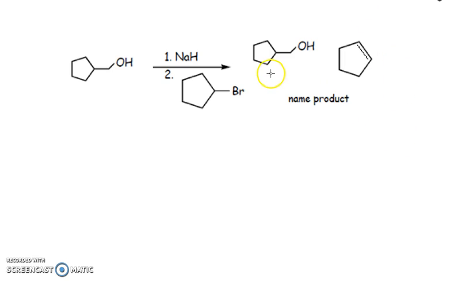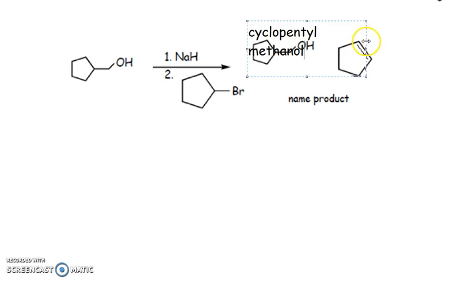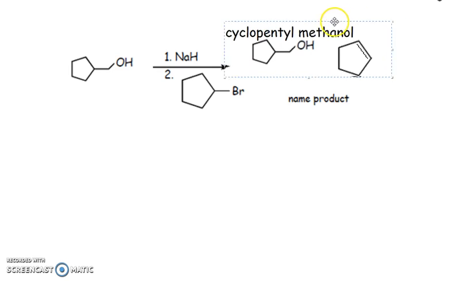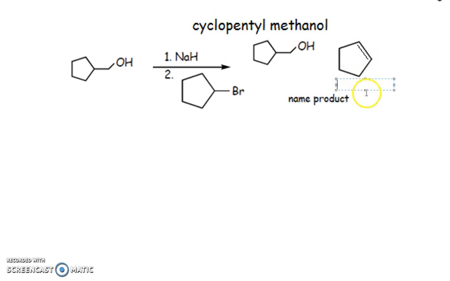Okay. What is the product? Well, of course, it's going to be the alcohol. We can name the alcohol. The name of this alcohol will be cyclopentylmethanol. And the name of this product will be cyclohexene. Both of those you know how to name.